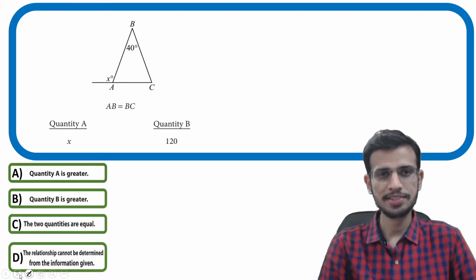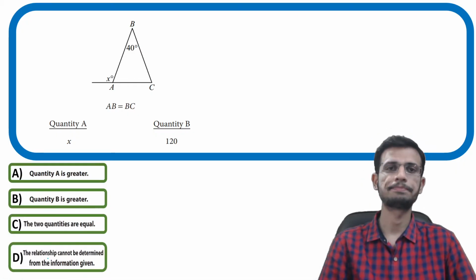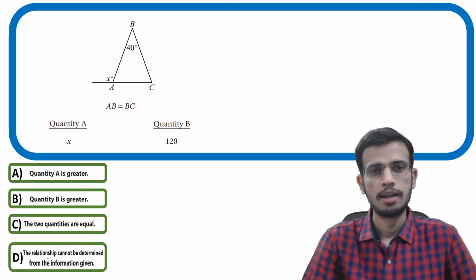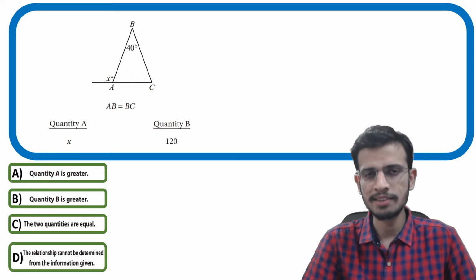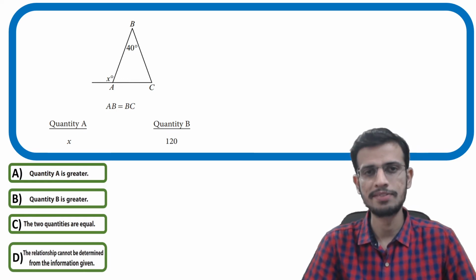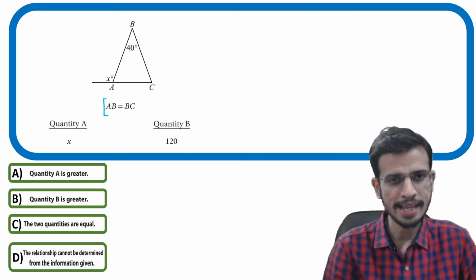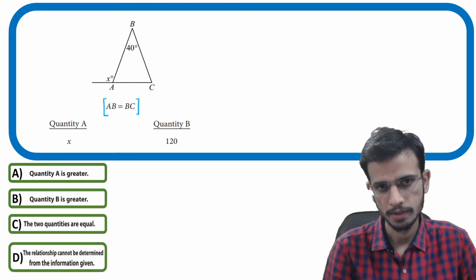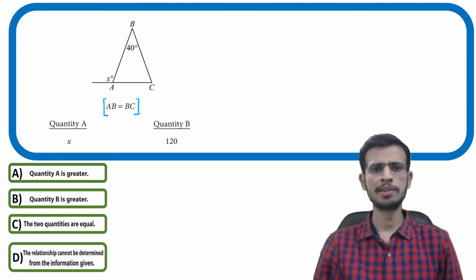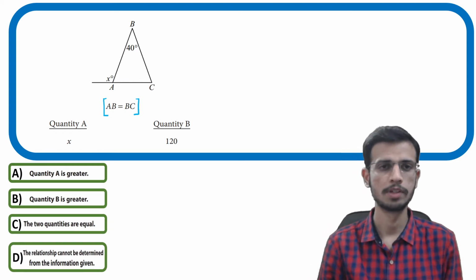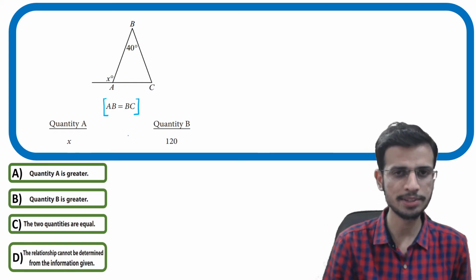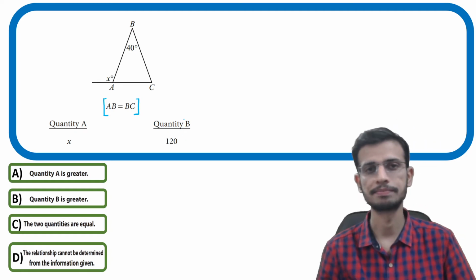Let us move on to the next question. It is from geometry. Okay, so one figure is given to us, and we are given that AB is equal to BC. Quantity A is equal to x, quantity B is equal to 120.